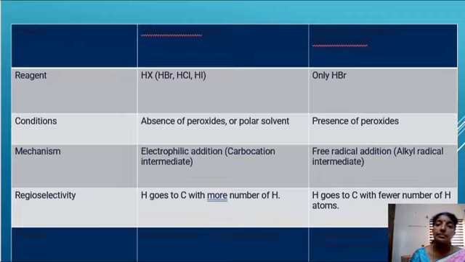And regarding the regioselectivity, in the case of Markownikoff addition, the hydrogen atom goes to the carbon with more hydrogens, and in the case of anti-Markownikoff addition, the hydrogen atom goes to the carbon with fewer hydrogen atoms. So this is how we can distinguish and compare Markownikoff addition as well as anti-Markownikoff addition, that is, the Kharasch effect.